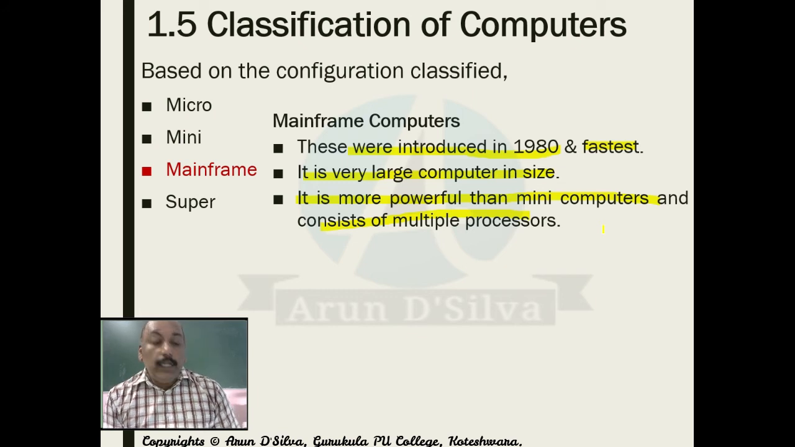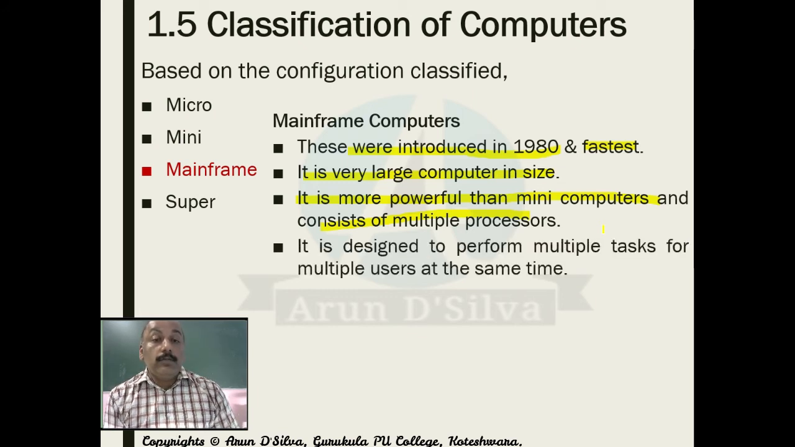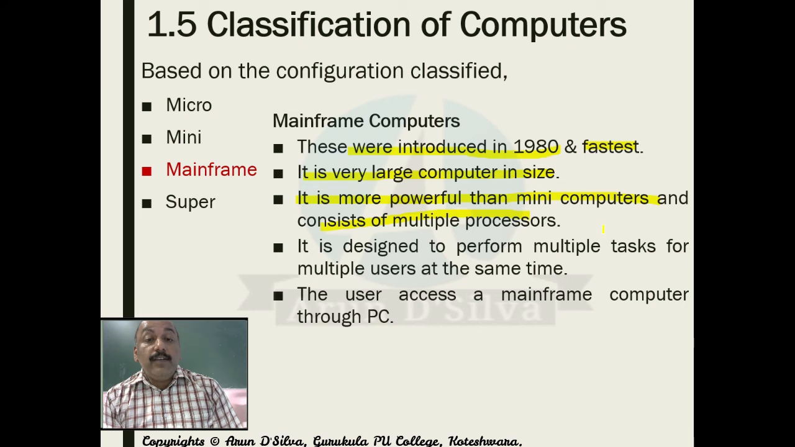So it will execute 1,000 times faster, or more than that, than your mini computers. It is designed to perform multiple tasks for multiple users at the same time. Okay, at the same time, different users, different work can be handled. And the user can access mainframe through PC. So that is again, as I told you, LAN connection.